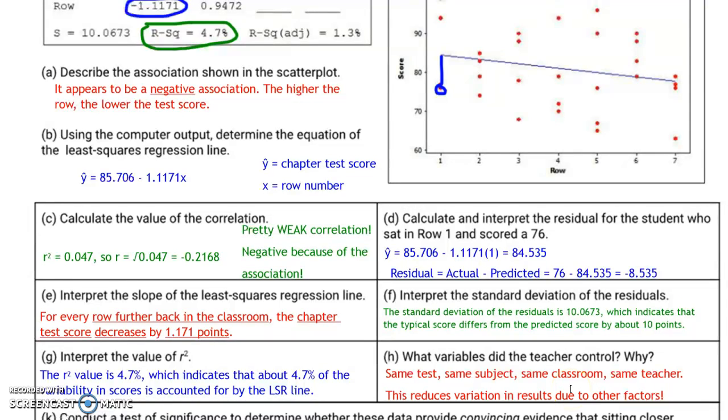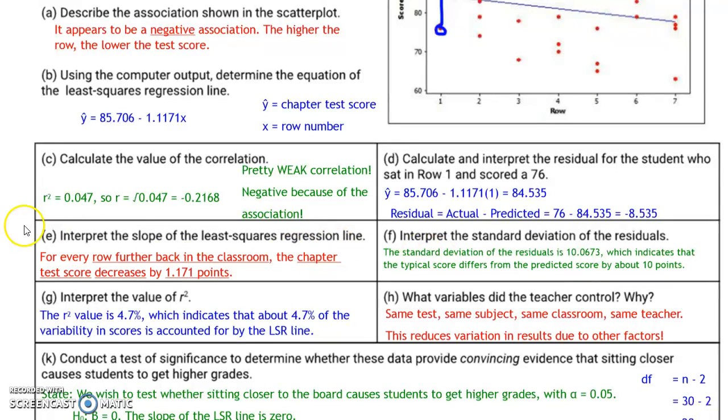The next part asks us to calculate and interpret the residual. It was easy for us to calculate the predicted value. That's from that LSR line that we made before. And remember that the residual is going to be equal to the actual minus the predicted. So that's an easy way to calculate that. Actual minus predicted, AP. That's a good way to remember that. AP, because you're in AP Stat.